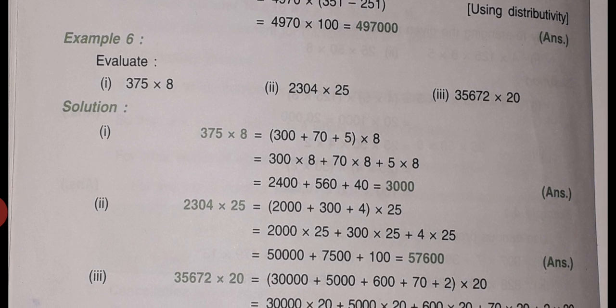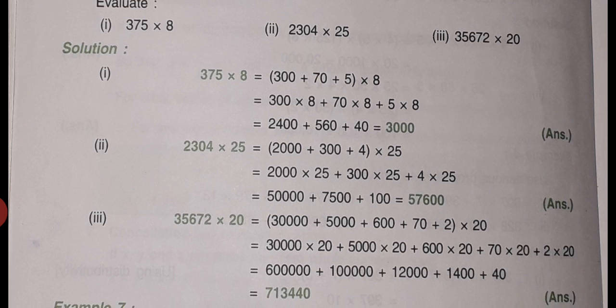Next, we have to evaluate the number 375 into 8. So we shall expand the number 375 as 300 plus 70 plus 5 and then into 8. Now using distributive property we can write 300 into 8 plus 70 into 8 plus 5 into 8 and the answer is 3000. The second and third example is same. At first you have to expand the greater number and then multiply by distributive property. So this was all about multiplication.